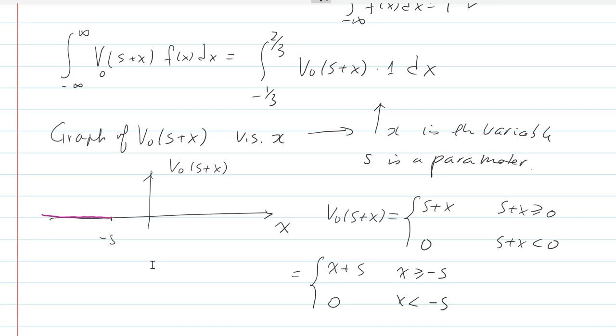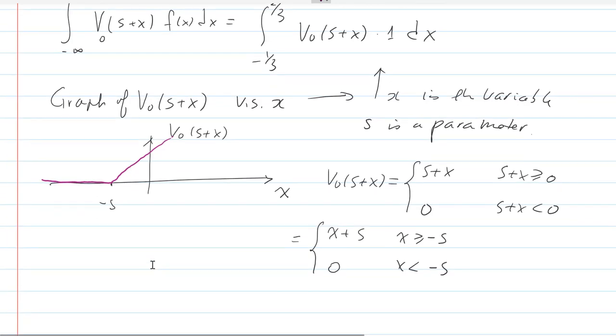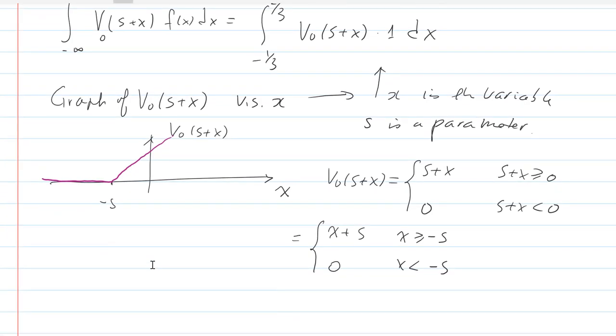Okay, and after this one, it's x plus s. You see the slope is 1, and when x is negative s, it's just 0. So we have again a continuous function, but it's piecewise. Okay, so this is the graph of v naught of s plus x.